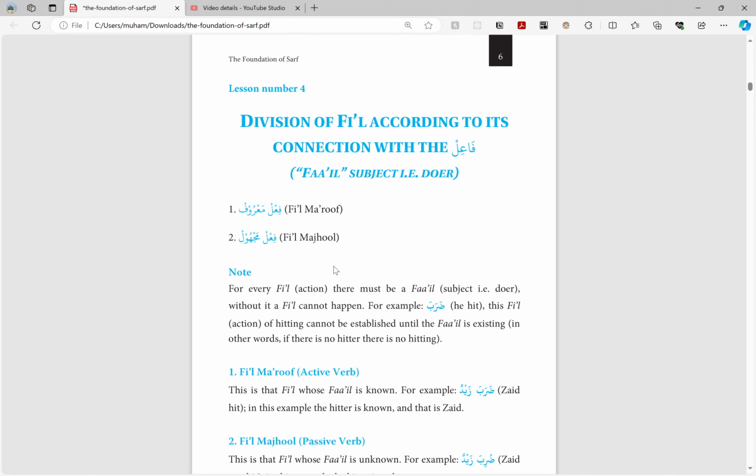And for every verb, there needs to be somebody or something that's done the verb, meaning the doer of the action. There's the action and then we have the doer of the action. So fa'il is the subject, or also known as the doer. So if I say daraba zaydun, Zayd hit, that means the action is the hitting. The daraba, hit, is the verb, and Zayd is the fa'il.